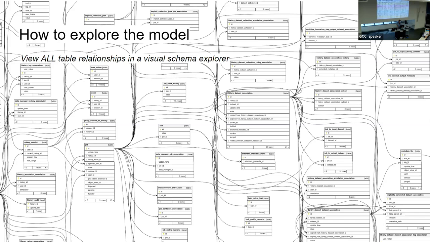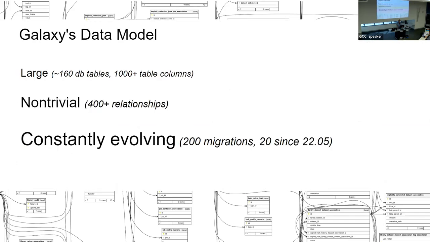The takeaway is that Galaxy's data model is big. It's 160 database tables, and those tables are non-trivial. They have more than 400 explicitly defined relationships between them. And most importantly, it's constantly evolving. We've had approximately 200 migrations, and out of those 200, only 20 since the 22.05 release.